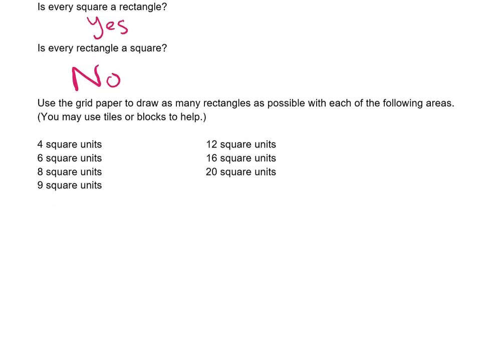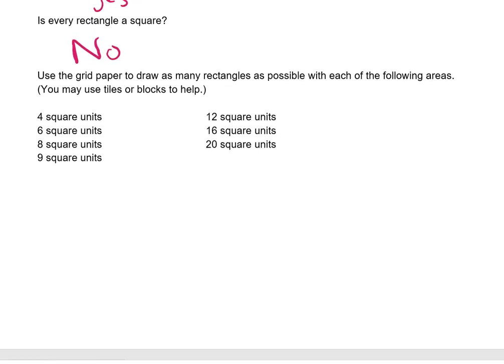Okay, there we go. Use the grid paper to draw as many rectangles as possible with each of the following areas. If you want to use tiles or blocks to help, you can. These are on the next 2 pages. I am not doing those with you. You can do those. You can pair them with a partner, but I will leave that up to you.